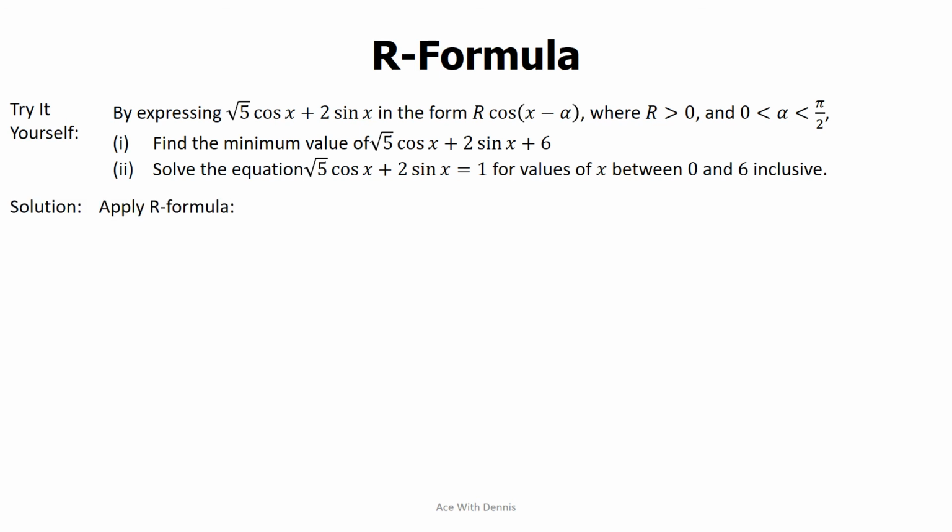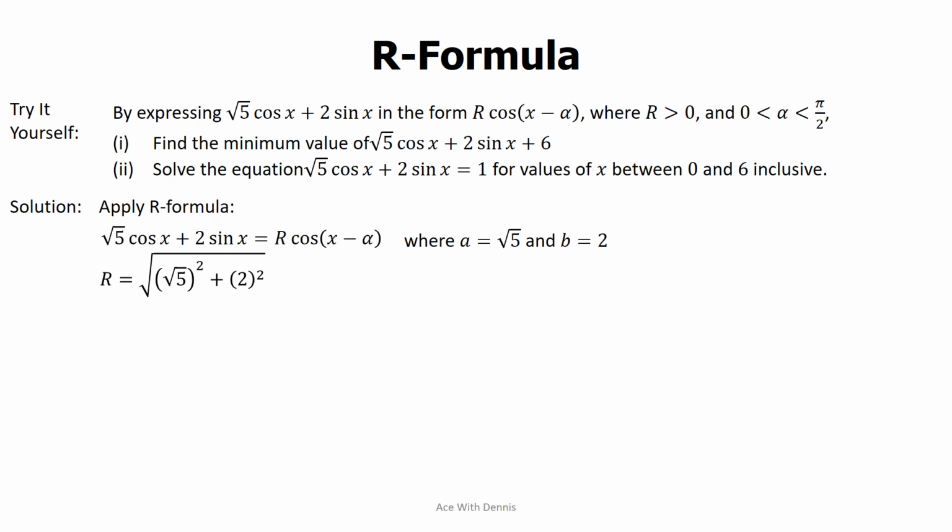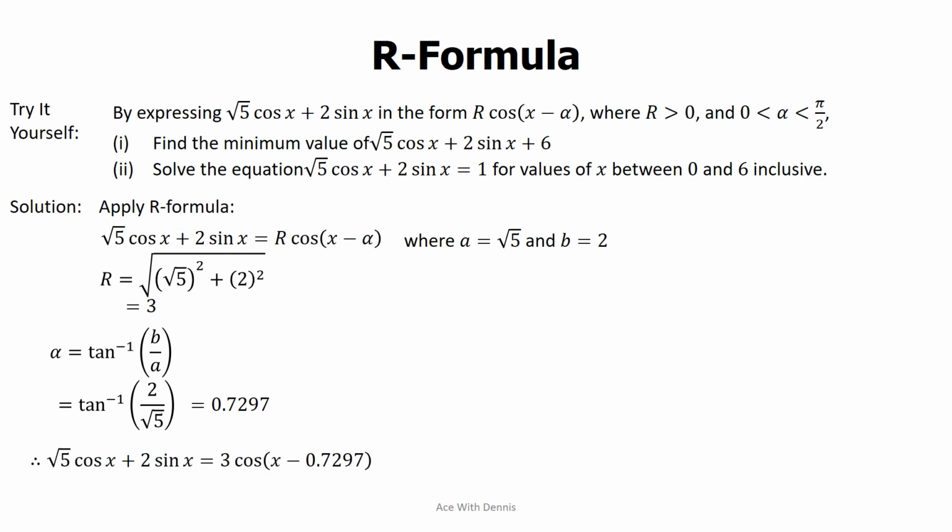Here is the solution. We convert the expression into R-formula first. Root 5 cosine x plus 2 sine x equals r cosine x minus alpha, where a is root 5 and b is 2. So the r value will be the square root of root 5 squared plus 2 squared, and we get 3. The alpha is inverse tangent of b over a, which is inverse tangent of 2 over root 5, and the value is 0.7297 radian. Hence, root 5 cosine x plus 2 sine x equals 3 cosine bracket x minus 0.7297.